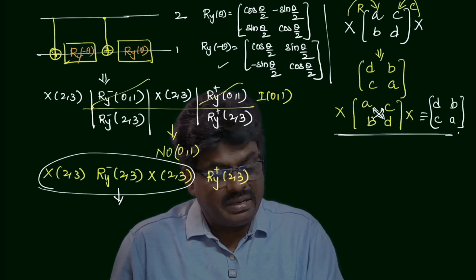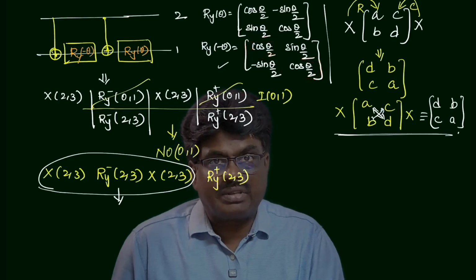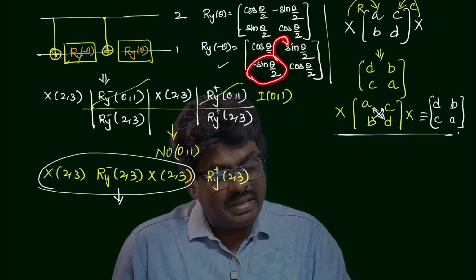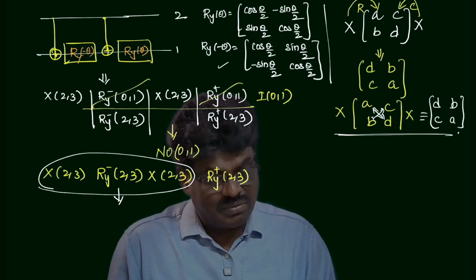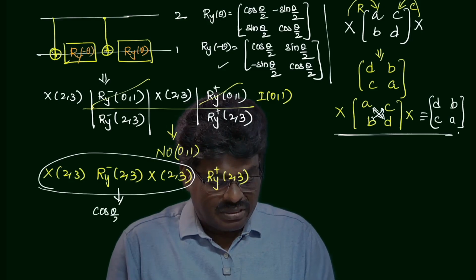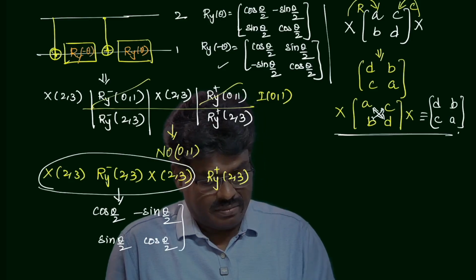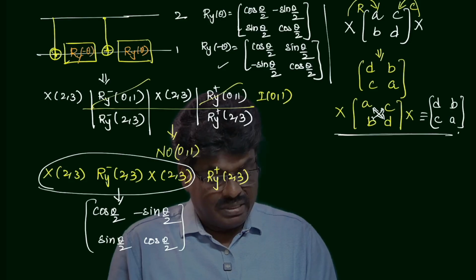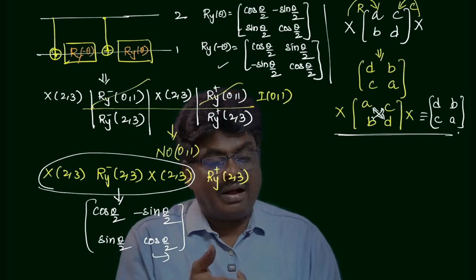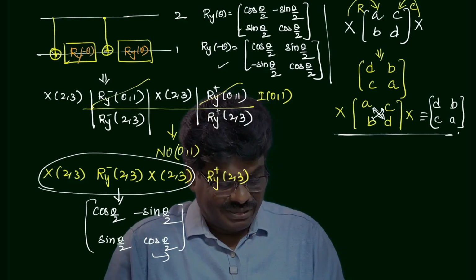Cos theta will come here, cos theta will come here, the same, but minus sin theta will come here and sin theta will come here. So this will become cos theta by 2. Just writing again, here minus sin theta by 2 and here sin theta by 2, and this is cos theta by 2. Of course this is nothing but Ry of theta. So this is nothing but Ry of 2 comma 3.